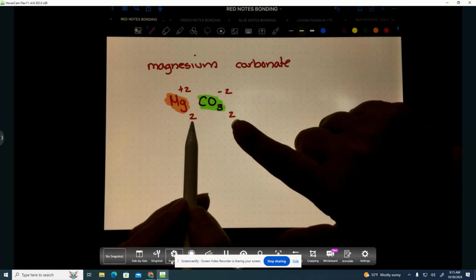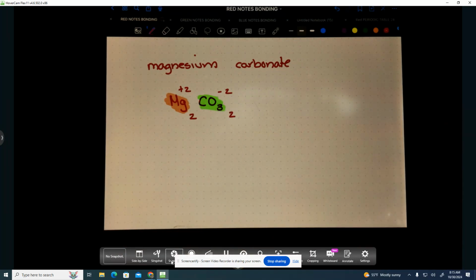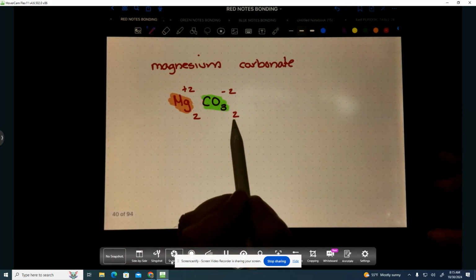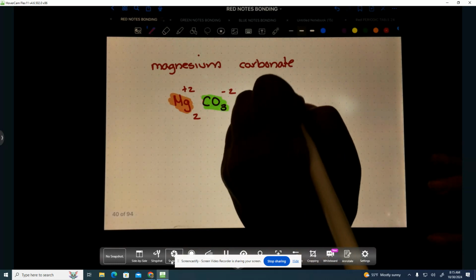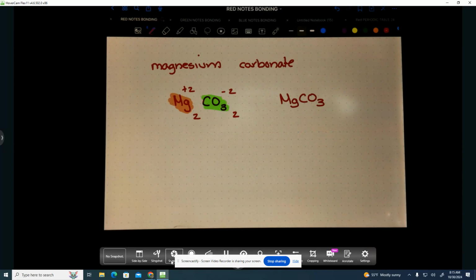Those 2's are the ones that I reduce. I do not touch this 3. It belongs to the carbonate. This is a 2, this is a 2, so it becomes MgCO3, magnesium carbonate. Okay?